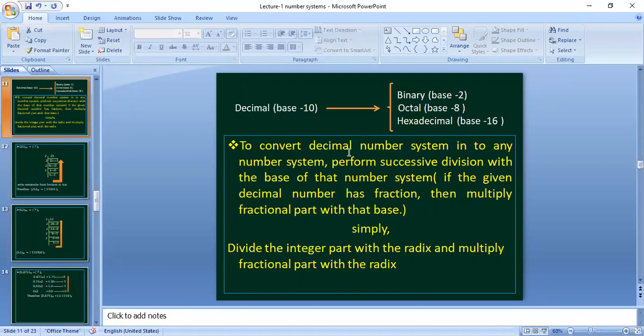So if you want to convert the given decimal number to other number systems, if it has an integer part, we need to do successive division by the destination radix, or if it has a fractional part, we need to do successive multiplication with the destination radix.